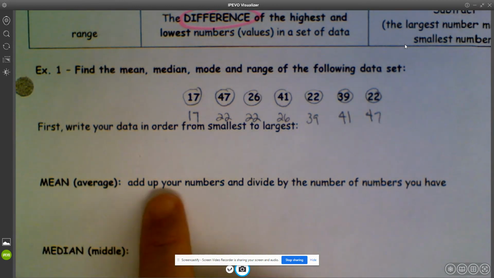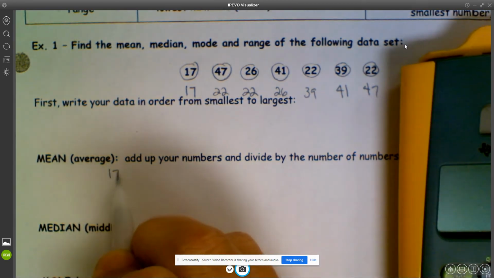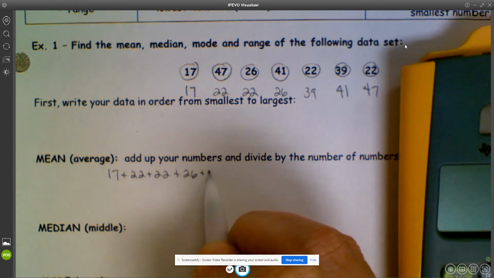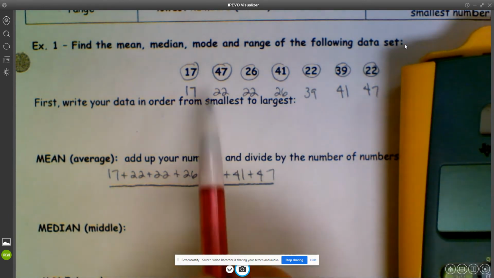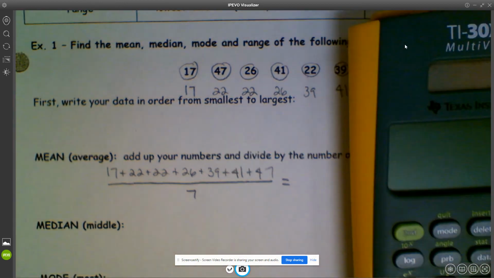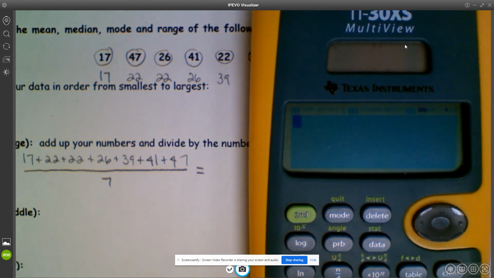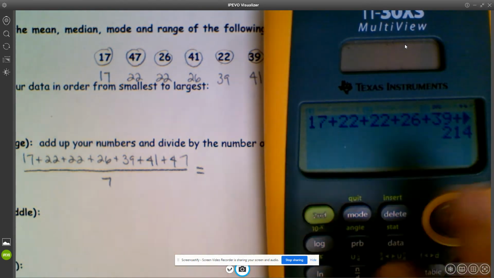For the mean, I'm going to add the numbers and divide by the number of numbers. So I'm going to write out what's going on here, and then I'll let the calculator do the heavy lifting for me. I'm going to add these numbers. How many numbers are there? 6, 7. There are 7 numbers. My BFF TI-30XS will do the work for me here. So I've got 17 plus 22 plus 22 plus 26 plus 39 plus 41 plus 47. When I add those, my sum is 214.